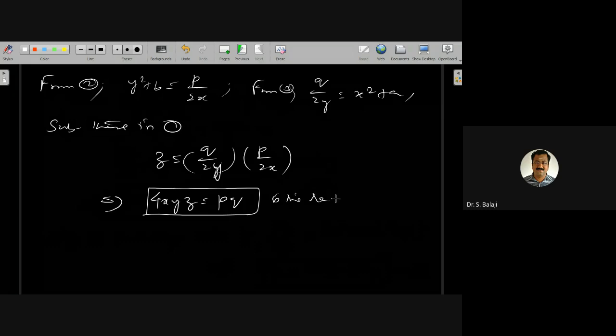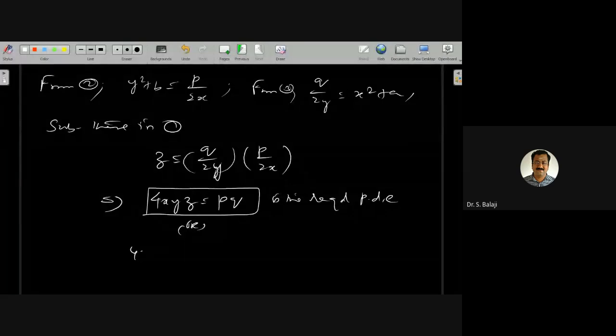As p, q are partial derivatives, here is some relationship. You can write it like this: 4xyz equal to dou z by dou x into dou z by dou y. In that manner you can write. Okay, right. This is the idea of how to construct a partial differential equation from the given relation.